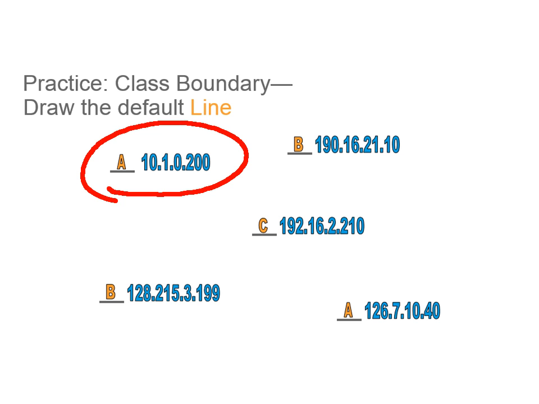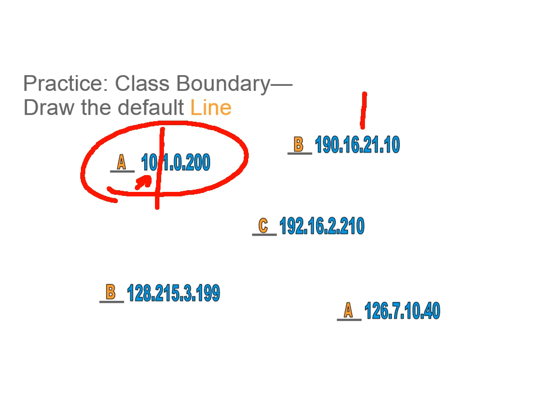Because the 10, the first number, is a class A address, that means the dividing line is right here. Everything to the left of this line is the network. So it's the 10 network, and the computer that has this IP address would be the host at 1.0.200.